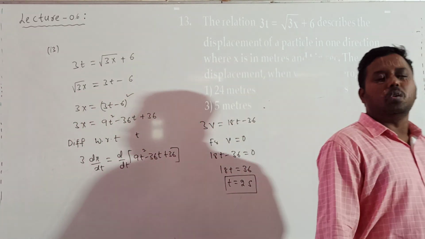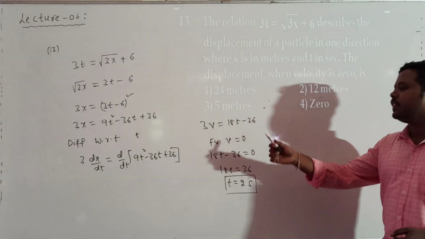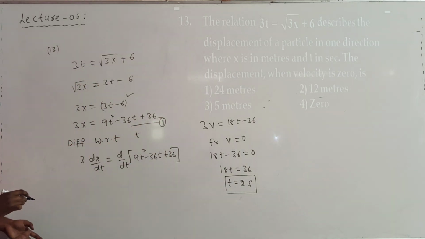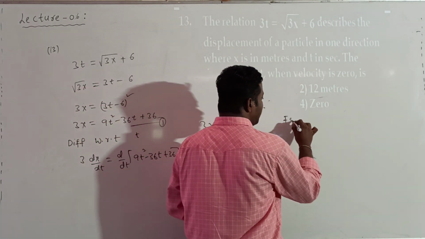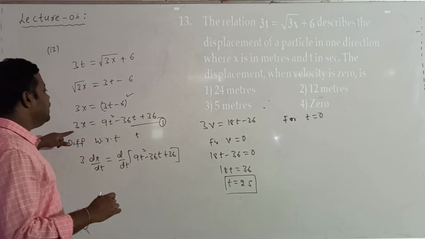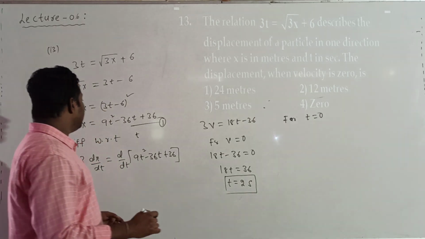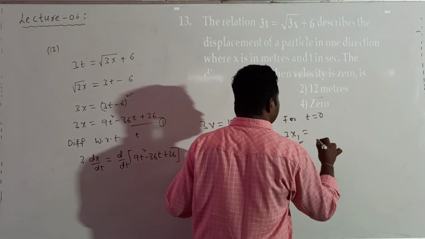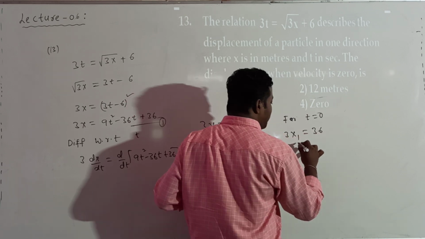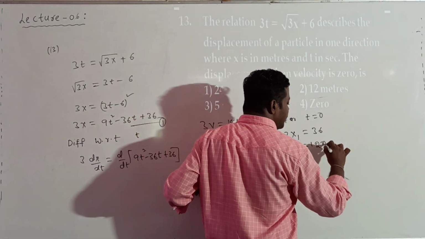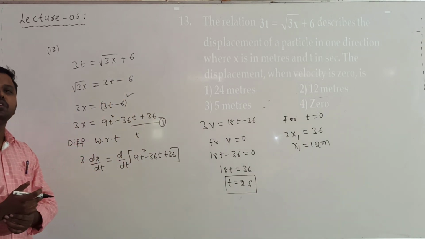Now I want to calculate the displacement at 2 seconds. For calculating the displacement, we use this equation. First, initially, time is equal to 0. When I substitute t = 0 in the first equation, the initial displacement value, which I call x1, gives 3 into x1 is equal to 36. From this x1 is 12. Since x is in meters, it is 12 meters. What is x1? The initial position of the ball.